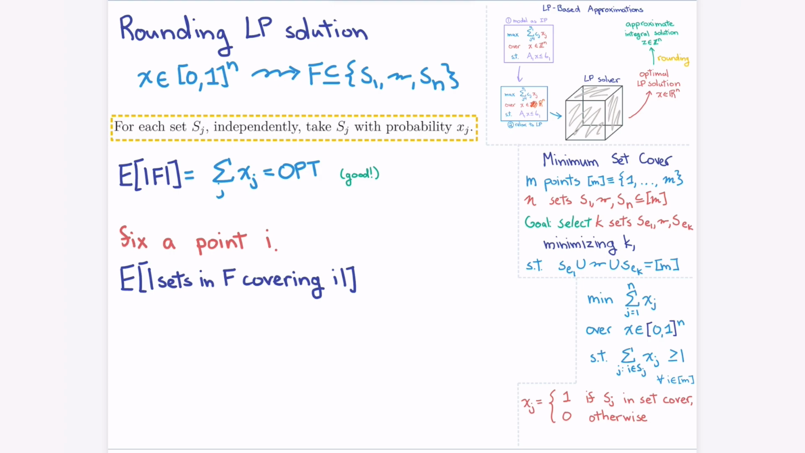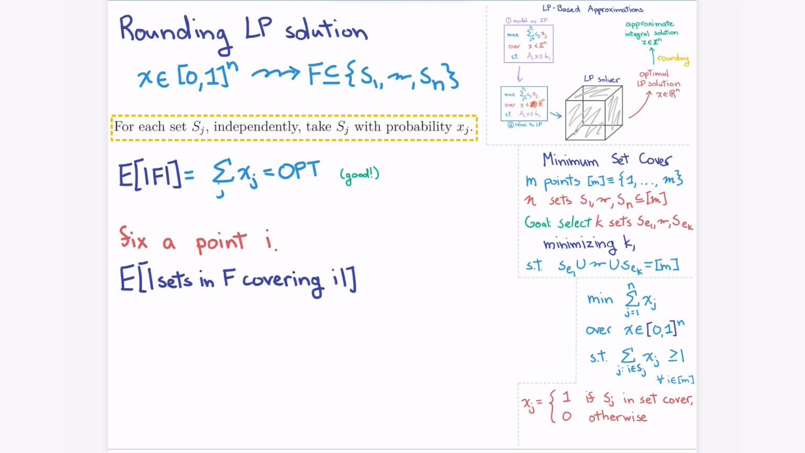So the first step we should have done interactively but goofed up is, let's look at the objective, the expected value of the size of F. That's the number of sets I take. And by linearity of expectation, I take some set 10 with probability x sub 10, right? So we'll get LP opt, right? Okay, good.